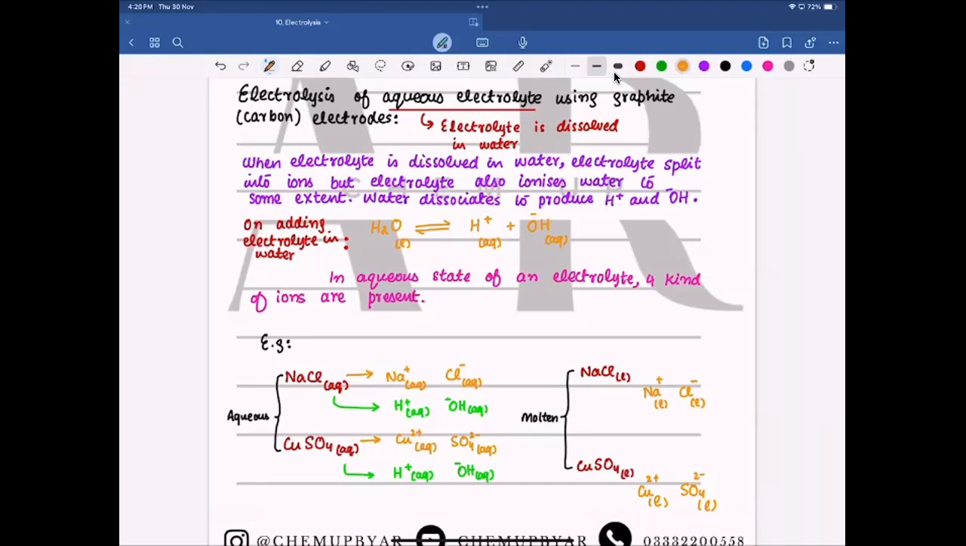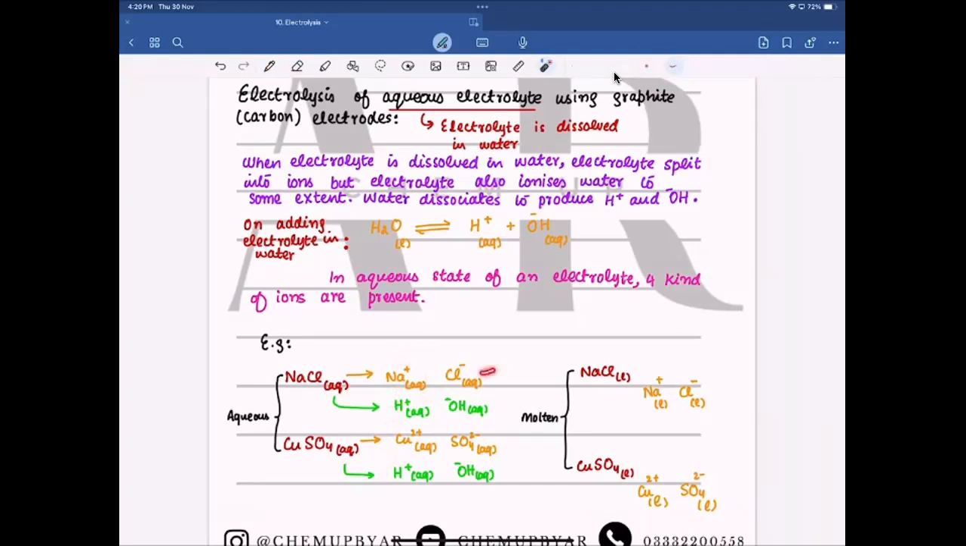Less reactive. So we always refer to the case where we now have two positive ions. Here there is a sodium ion and a hydrogen ion. In the same way, here we have a copper ion and a hydrogen ion. So it means that now there are two types of positive ions. Out of these two, only one ion is going to undergo reduction at the cathode.